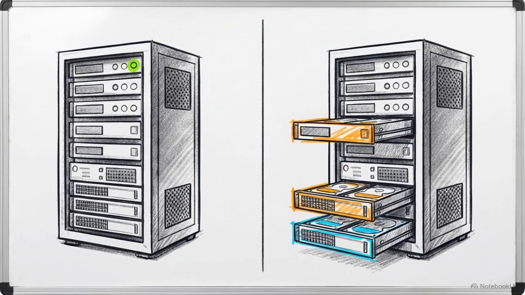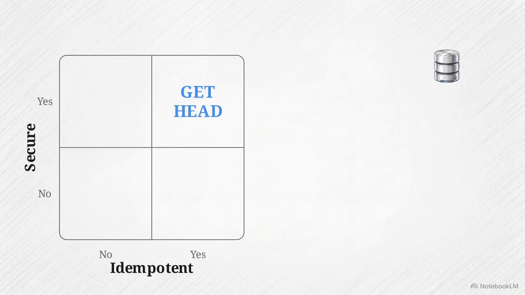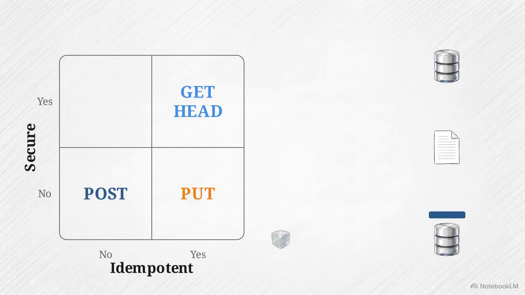Each method is governed by strict mathematical properties that dictate how it interacts with the server's state. Get and head are secure, read-only operations that don't alter server state. They are also idempotent, meaning repeated requests yield identical states. Put is idempotent but not secure, safely overriding files. Post breaks both rules. Repeated requests continuously generate distinct new records, mutating state.